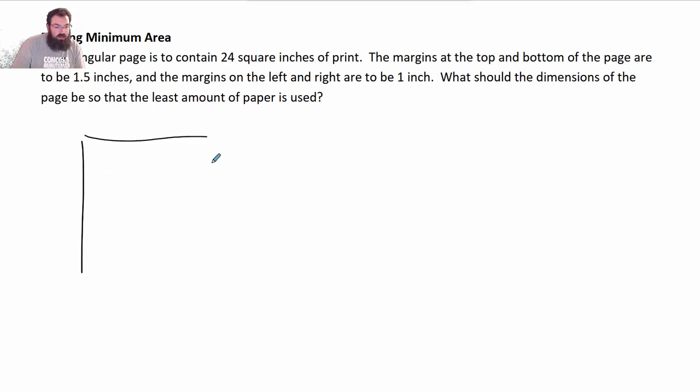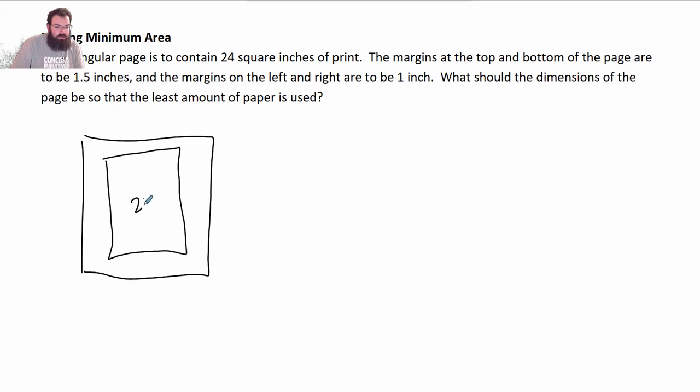So if I have a rectangular page, then we have our print, which we know is 24. Then we know the margins at the top and bottom are 1.5. So let's say here is 1.5, here is 1.5, and then the margins to the left and right are 1. So this is 1, and this is also 1. What should the dimensions of the page be so we get the least amount of paper to be used?